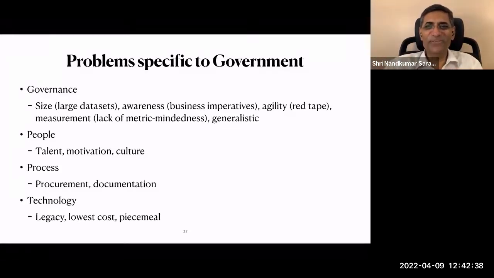And I'm not wanting to pinpoint any individual, but this is the general mindset, which I also have gone through, because that was the norm. And this needs to move to more metric-driven and more objective and more accountable and more transparent kind of ways of doing things. And the last one is generalistic.